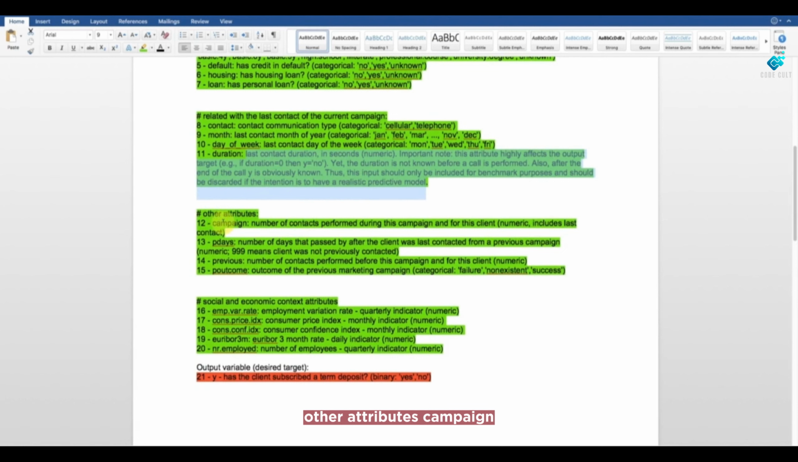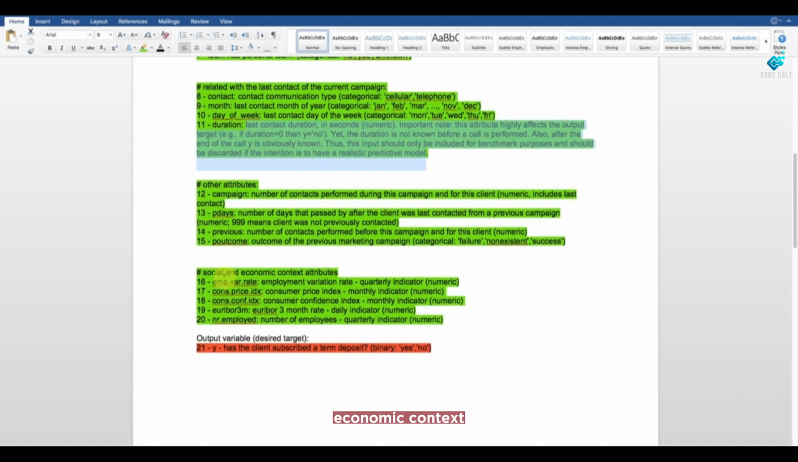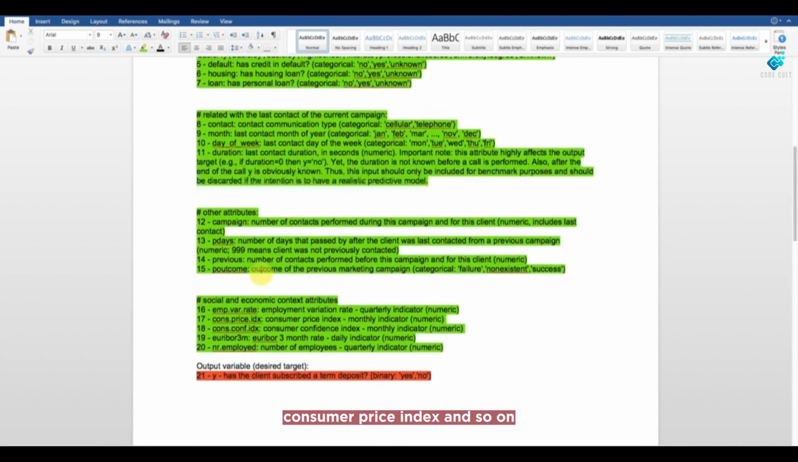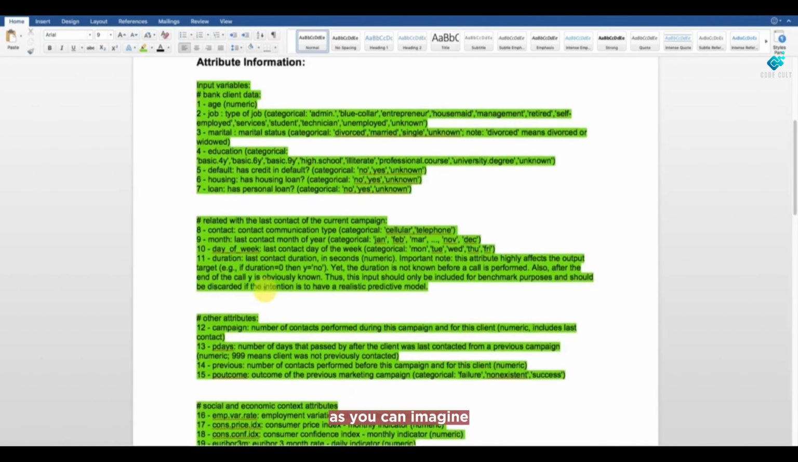Then other attributes: campaign, the number of contacts performed during this campaign; pdays, which means the number of days that passed after the client was contacted from a previous campaign. So basically how many days passed since we contacted them last about a different campaign. Previous, the number of contacts performed before this campaign for this client; outcome of the previous marketing campaign; and then some socioeconomic context variables which we're not going to be really worried about: employment variation rate, consumer price index, and so on.